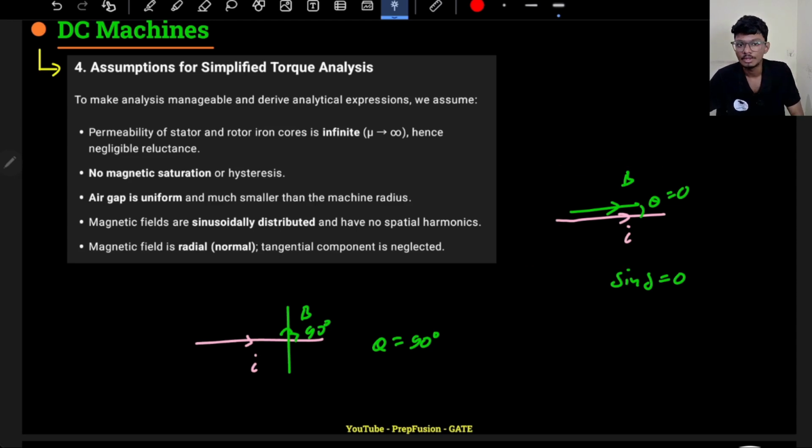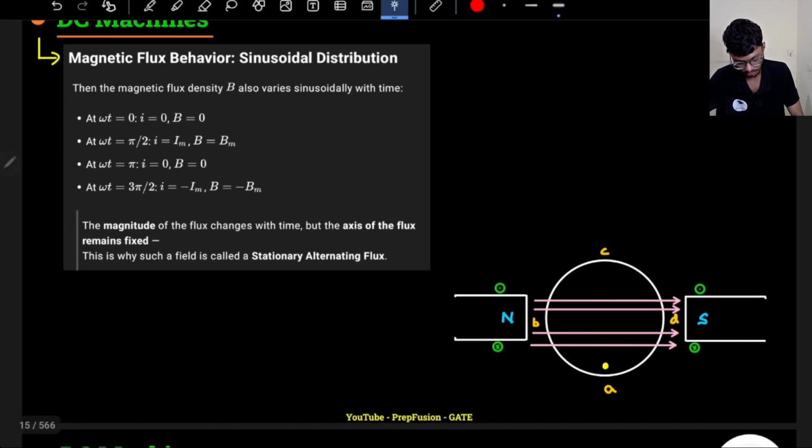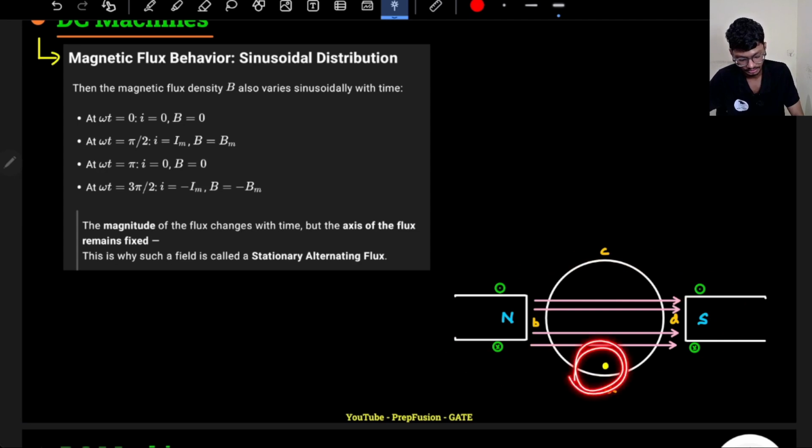Now let's understand how the magnetic field is actually sinusoidally distributed. How is it actually sinusoidally distributed? That we will discuss now. So I am just talking about the field flux, I am not talking about the conductor anymore. I am just talking about the field magnetic field, because this will mostly be dominating, right? I am currently ignoring the magnetic field due to the conductor. I am just discussing the magnetic field due to the fields.